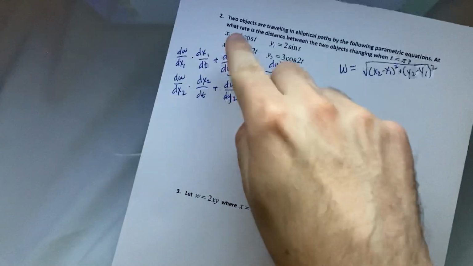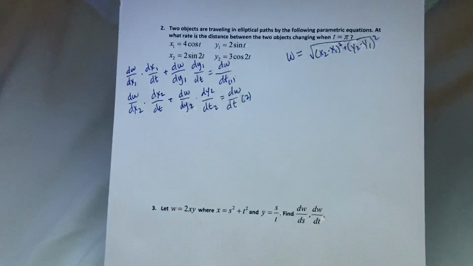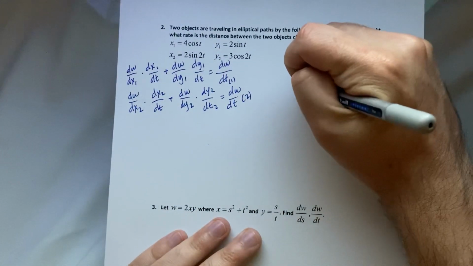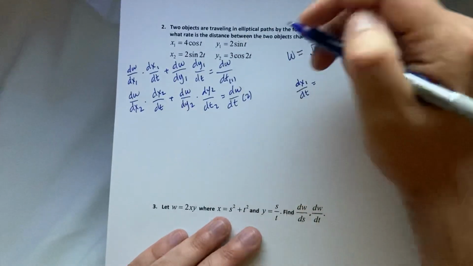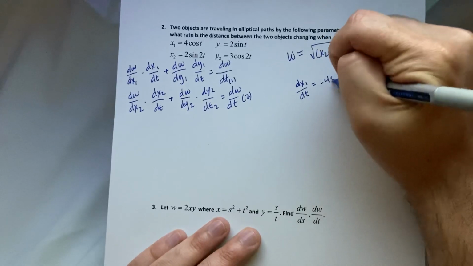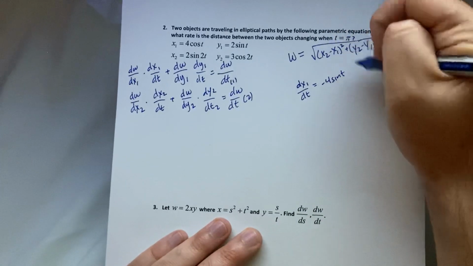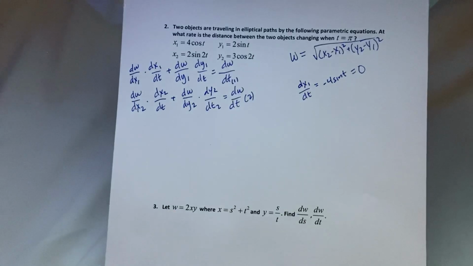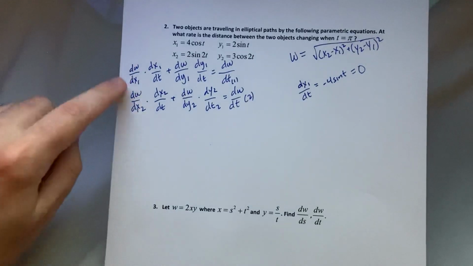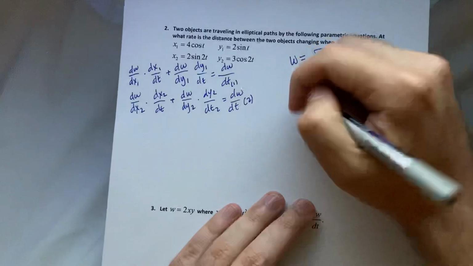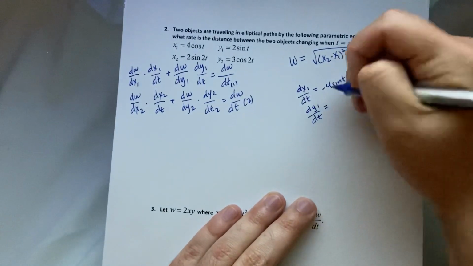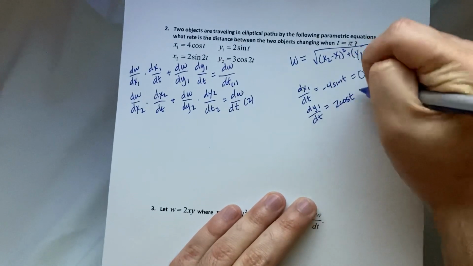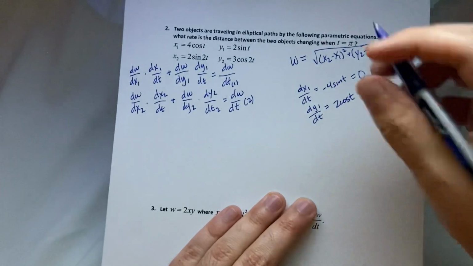Furthermore, I'm going to need all of these things, the derivatives with respect to time. So I'm going to write those out here. So dx1/dt, derivative of 4 cosine t is negative 4 sine t. It's at pi though, so sine t is 0. So we know dx1/dt is 0, which means I don't have to do this derivative because it's 0. dy1/dt is 2 cosine t. At pi, that's negative 2.